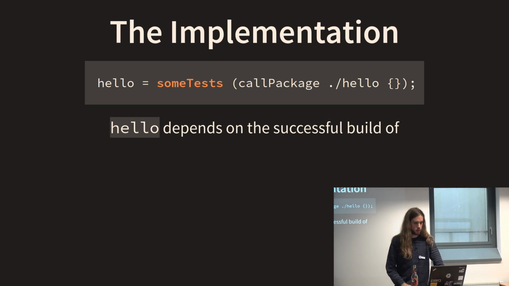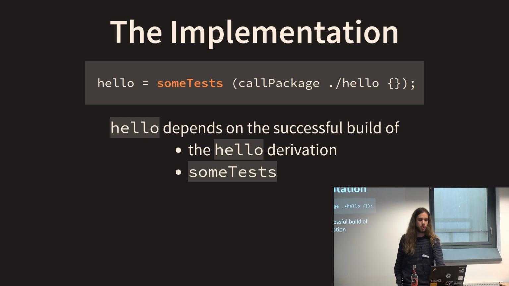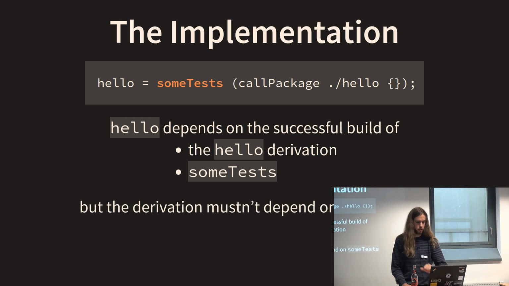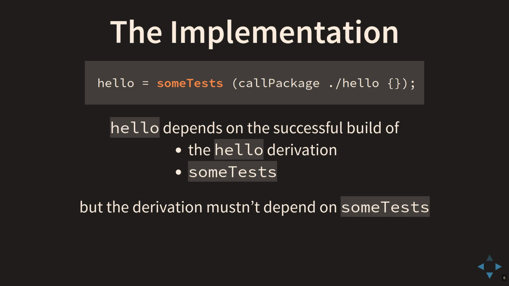So the hello derivation, which is the right part, depends on the successful build of the left part. The hello assignment depends on the successful build of the hello derivation and some tests, whatever they may be, and however they get run. But the derivation mustn't depend on some tests, because if something depends on something else, you all know it, it will be rebuilt by Nix.